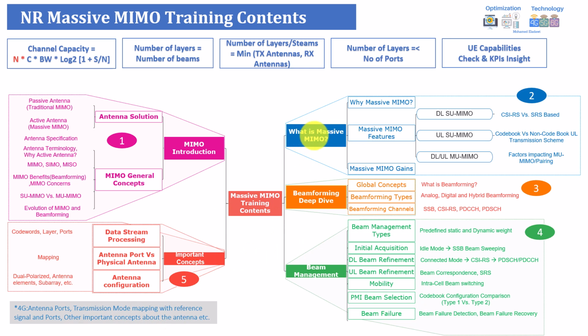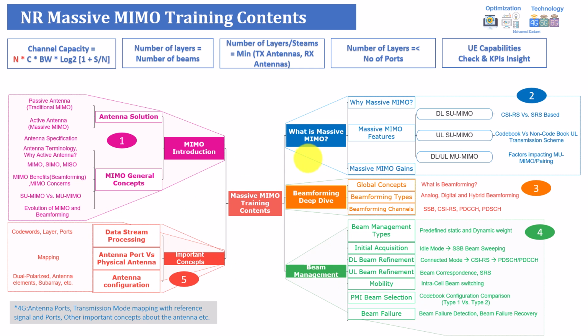So we'll cover what massive MIMO is in general, then we'll deep dive into beamforming in massive MIMO, especially in NR, and beam management, which covers very important points about initial acquisition, mobility, beam failure recovery, and so on. Then we'll go through very important concepts about code words, layer mapping, port mapping, and antenna and port mapping. These points will probably also be covered within the other sessions.